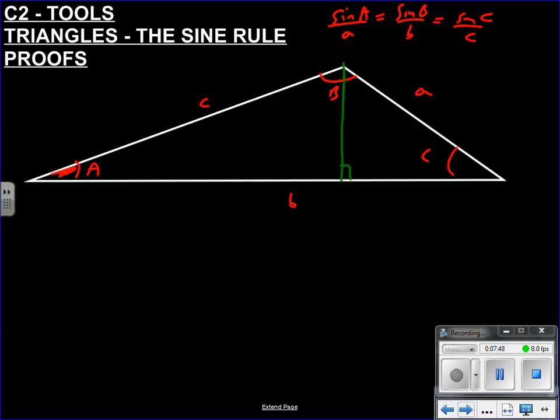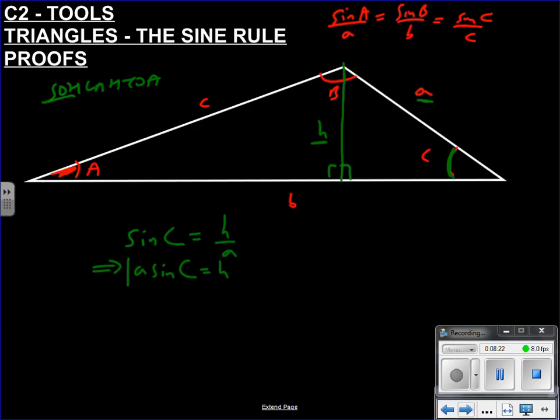So if I split this down by the height, and let's call that height h, you can see I've got 2 right angle triangles here. So let's start thinking of expressions for stuff. So let's look at this C here. So sine of C from SOHCAHTOA, right? Sine is opposite over hypotenuse. So sine C is opposite over hypotenuse. Therefore, a sine C is the same as the height.